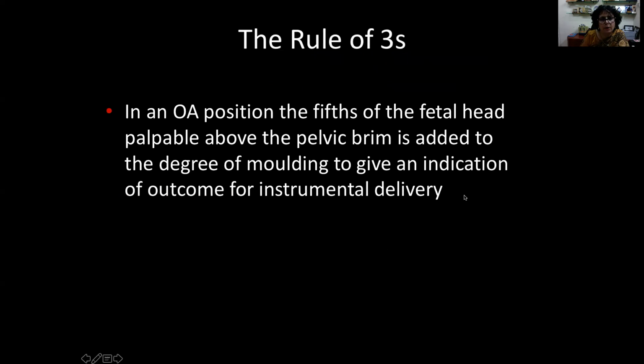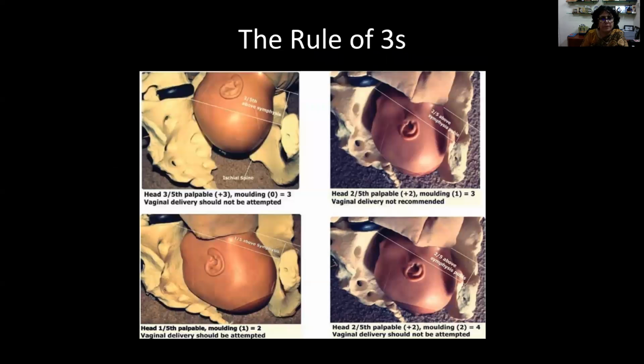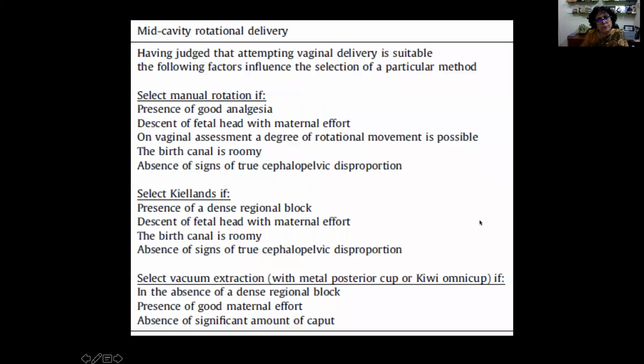The rule of 3s, one should consider in the occipito-anterior position, the fifths of the fetal head palpable above the pelvic rim is added to the degree of molding to give an indication of the outcome of the instrumental delivery. Forceps delivery is unlikely to succeed if the total is more than or equal to 3. Now, this is the rule of 3 again, the 3/5 above the pubic symphysis. These are and the 2/5 pubic symphysis. The mid cavity, select the maternal rotation, select Keilland's if presence of dense regional block, descent of fetal head, the birth canal, absence of the sign of true CPD.